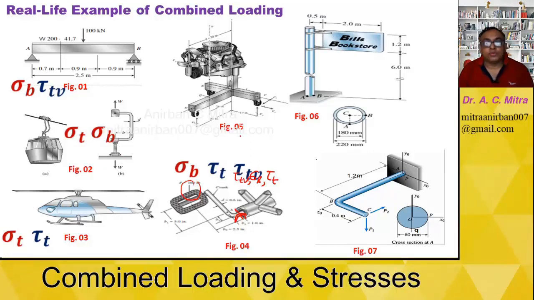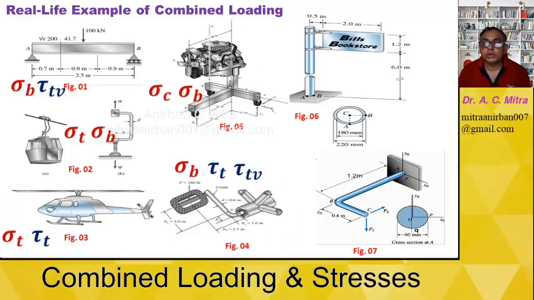Now if you go to figure number 5, it's an engine carrier in the shop floor. If we want to find the stress on this surface, we know there is some weight of the engine applied here. Due to this weight, some bending moment is applied, so we are getting some bending stresses, as well as some compressive stresses here. So we are getting normal stress, that is compressive stress. In this section, we are only getting 2 types of stresses.